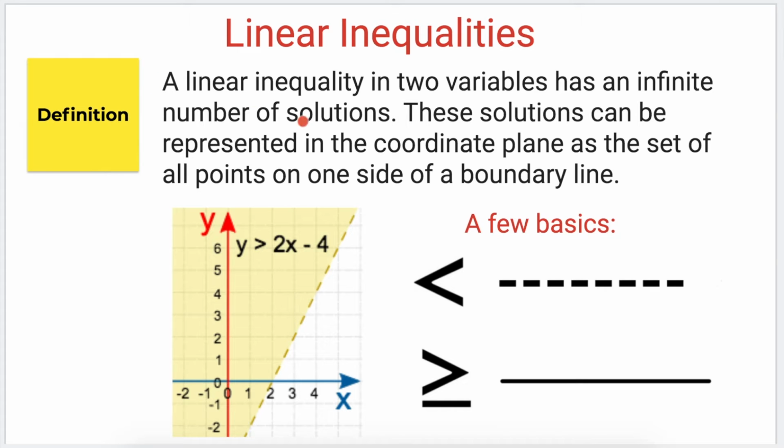So here's an important definition of linear inequalities. A linear inequality in two variables has an infinite number of solutions. These solutions can be represented in the coordinate plane as the set of all points on one side of a boundary line. So here's a picture of what our final answer is going to look like. We're going to be shading the region that contains the values that make the inequality true. Something else that's important: to distinguish the different inequality signs, if it's just a less than or greater than sign, we'll be using a broken line. If the sign is greater than or equal to or less than or equal to, we'll be using a continuous line.